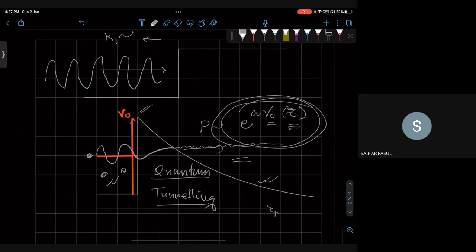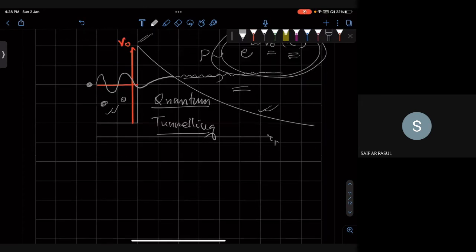This is another example where the particle doesn't have energy greater than the potential barrier, yet it still manages to leak out because of the wave nature. And quantum tunneling is also used in the electron scanning microscope.